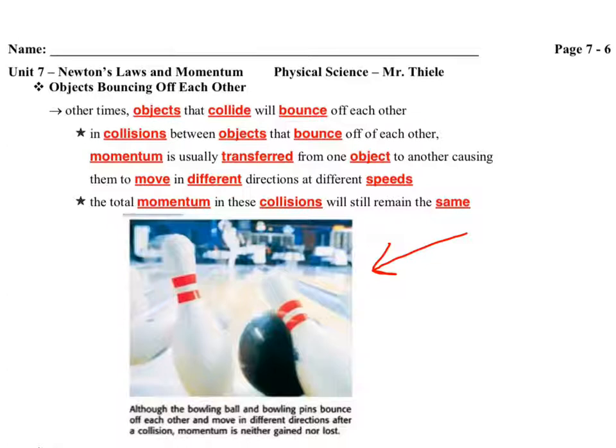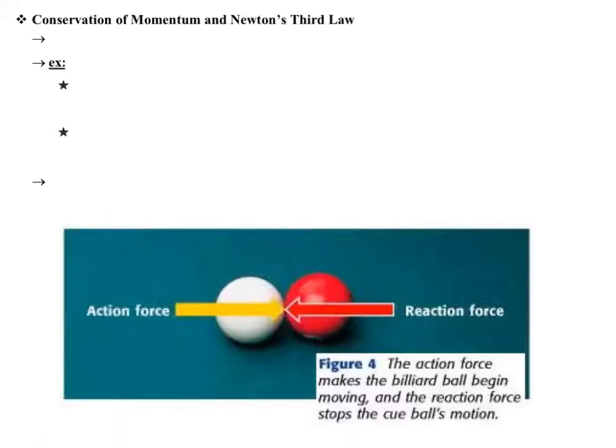And if you took all the momentums of the bowling pins and the bowling ball together and added them up, they would equal the original momentum that the bowling ball had before it struck the pins. So all that momentum would be conserved in an ideal situation. Now, obviously, we're always going to have friction, which is going to affect that, but absent friction, all the momentums before and after the collision would remain the same.